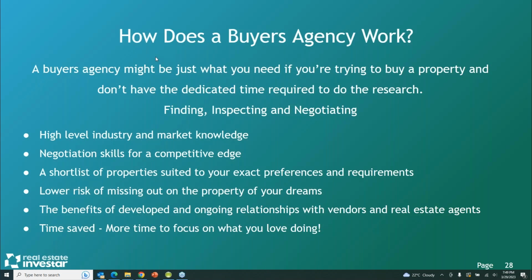How long have they been in the industry? Are they a property investor themselves? How many clients are they helping? Can they show you some evidence of that? They need to have a high level of industry and market knowledge.